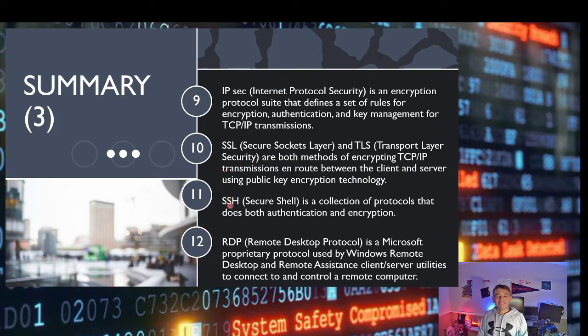Number 11, SSH, Secure Shell, is a collection of protocols that does both authentication and encryption. And finally, RDP, or Remote Desktop Protocol, is a Microsoft proprietary protocol used by Windows Remote Desktop and Remote Assistance client-server utilities to connect to and control a remote computer.